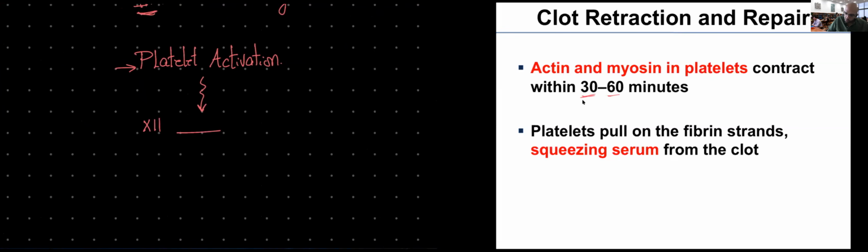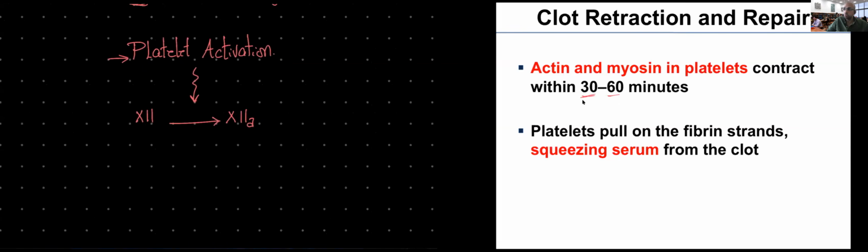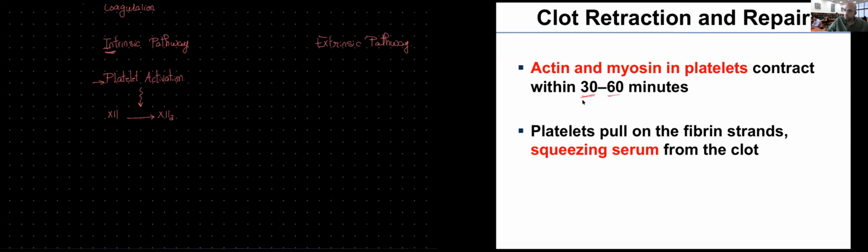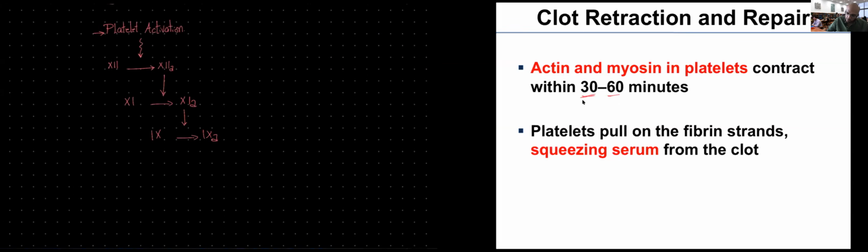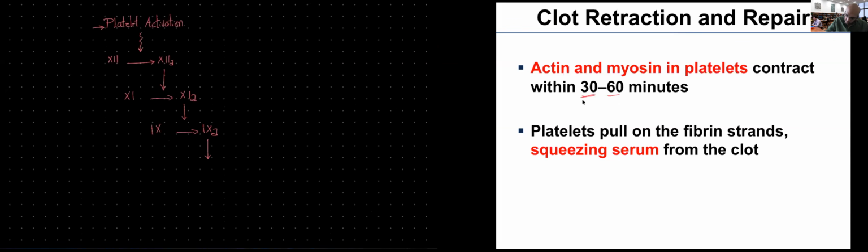And the very first coagulation factor that gets activated in the intrinsic pathway was coagulation factor 12. If you remember, activated coagulation factor 12 activates coagulation factor 11. Activated 11 activates coagulation factor 9. That, once activated, activates coagulation factor 8.